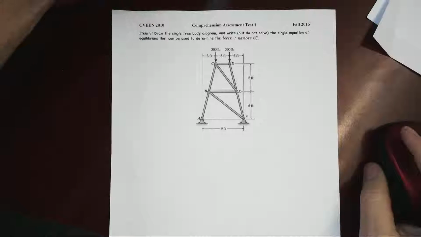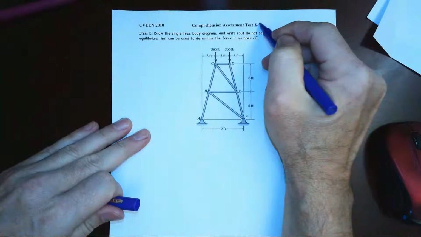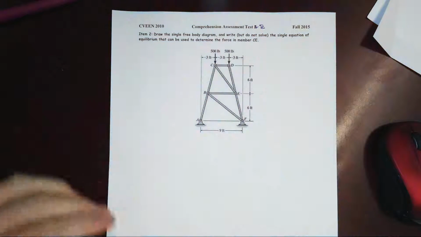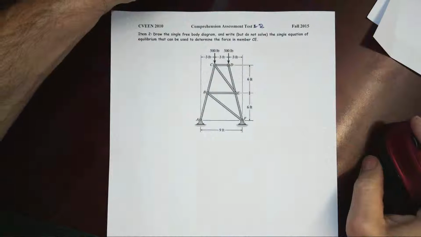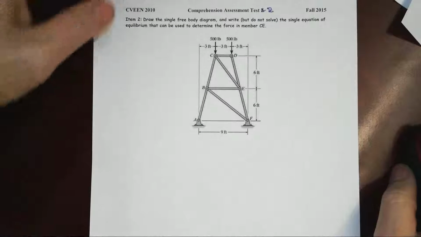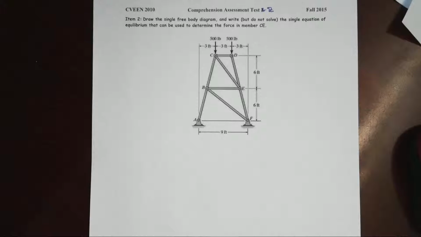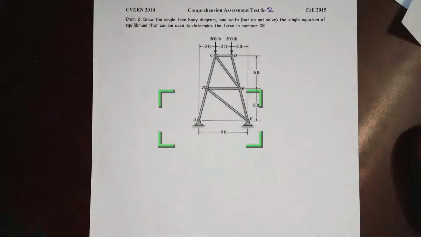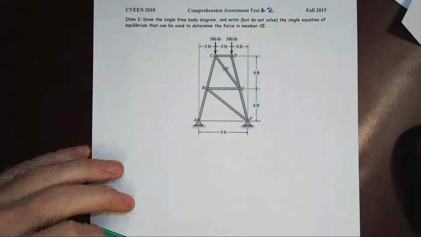In the second item on our second test, we're asked to find another force in a bar of the truss, and note that that member is this one right there, CE.